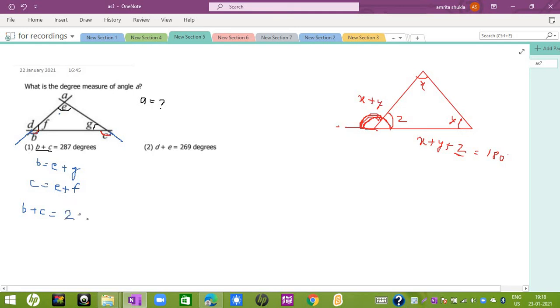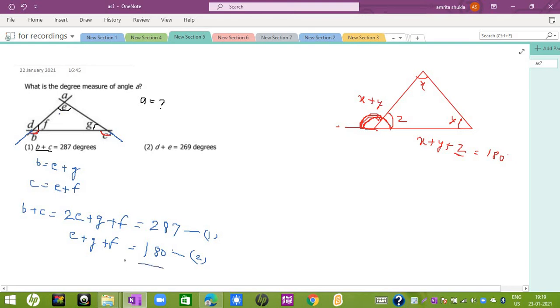So it is going to be 2E plus G plus F, and this is given as 287 degrees. Right? Now we also know that the sum of the angles in a triangle is 180 degrees. So if you look at the triangle, the sum of E plus G plus F is 180 degrees, right? So let me call these equation 1 and equation 2. Let me subtract equation 1 from equation 2.